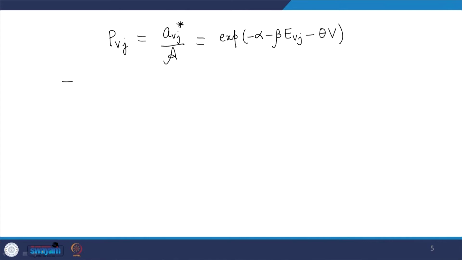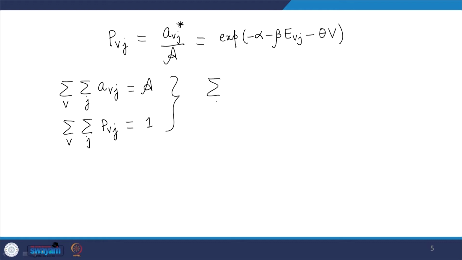So, first thing we do is to find these Lagrange multipliers. So, the first one, alpha, will come from the normalization, that is summation of V, summation of J, A_VJ is equal to A, which I can also write as summation of V, summation of J, P_VJ is equal to 1. So, if I do it here, what we have is summation of V, summation of J, exponential of minus alpha minus beta E_VJ minus theta V, that is equal to 1.